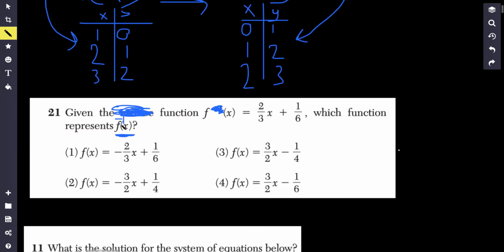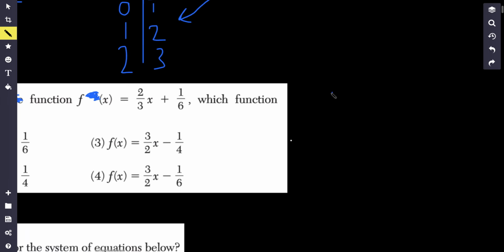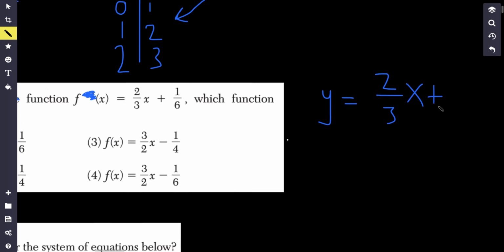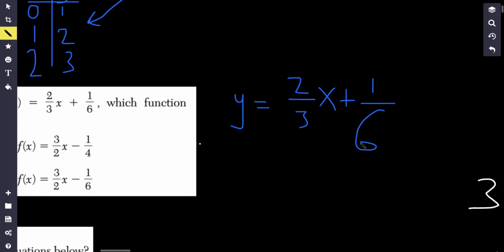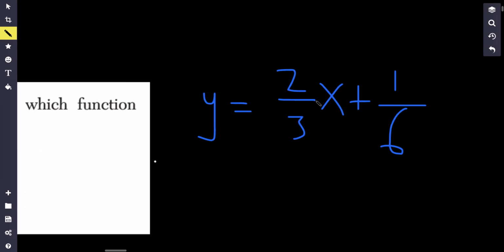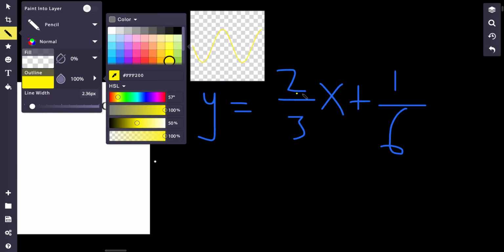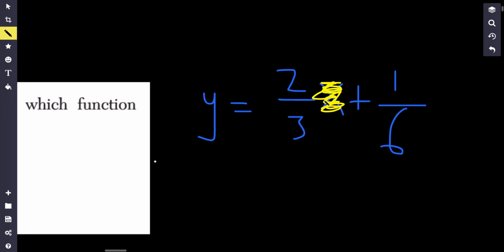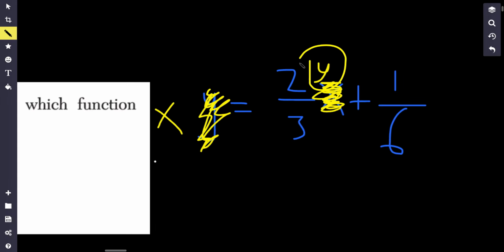So which function represents the inverse of this function? In this case, we have y is equal to 3 over 2x plus 1 over 6. To find the inverse of a function, you're going to swap the x and the y values. So this x right over here becomes a y, and this y right over here becomes x. And what you're going to have to do is solve for y.